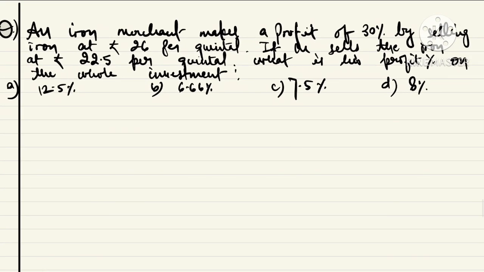So next question is, an iron merchant makes a profit of 30% by selling iron at rupees 26 per quintal. Okay.